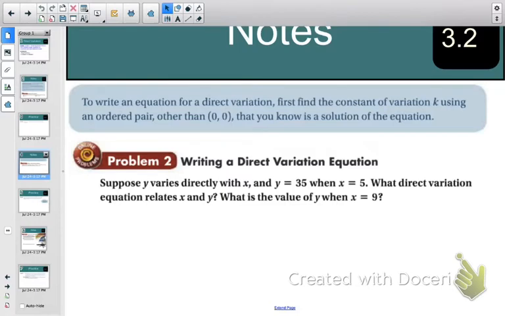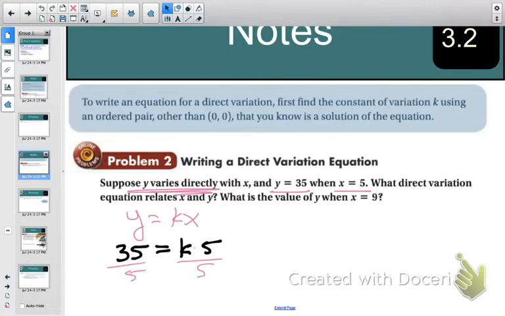So basically, we can look at these two things. y equals 35, x equals 5. Because we know it varies directly, we know it's going to look like this: y equals kx. So I can just plug this in and solve for k. I plug 35 in for y. I don't know what k is yet. x is going to be 5. To solve that, just divide by 5. So then I get k equals 7, or 7 equals k.